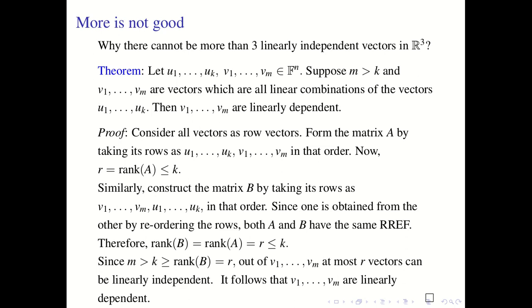Now m is bigger than k, therefore m is bigger than r. Now look at the first m vectors, v1 up to vm. And out of these v1 up to vm, at most r vectors can be linearly independent because the rank is r. Therefore, since m is strictly bigger than r, v1 up to vm are linearly dependent.